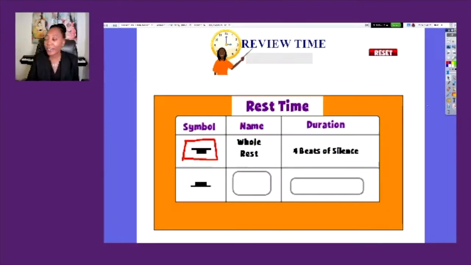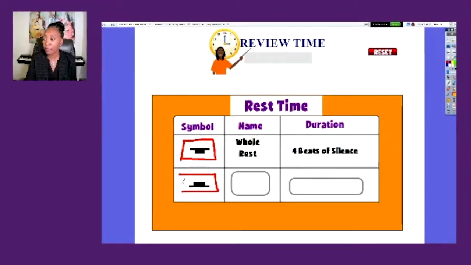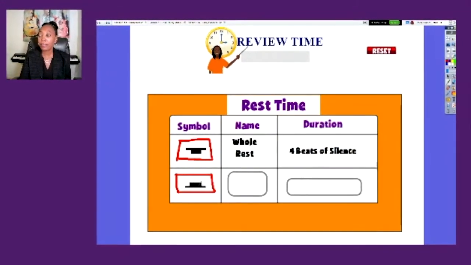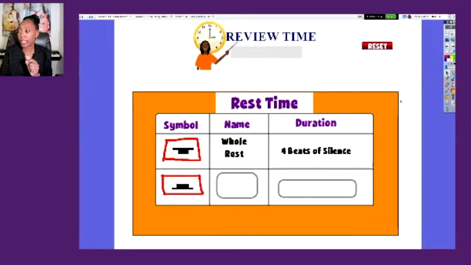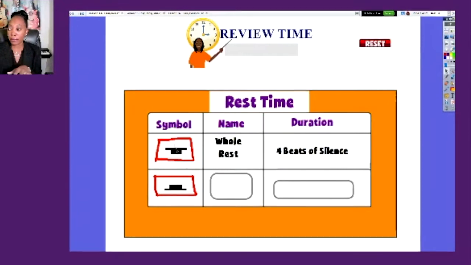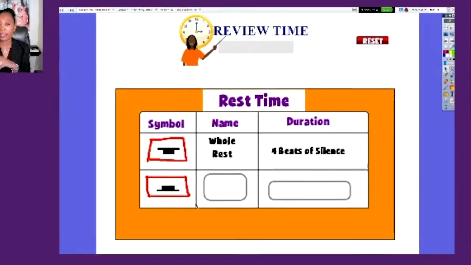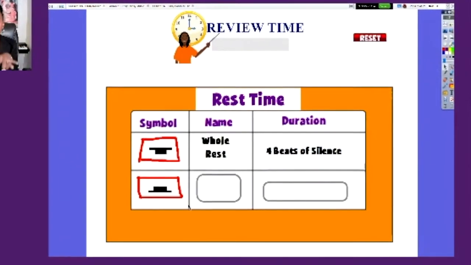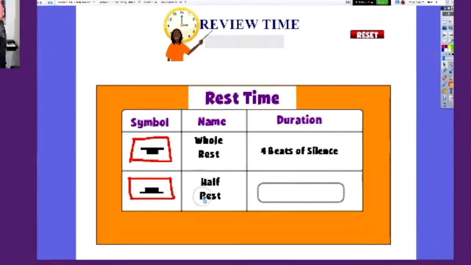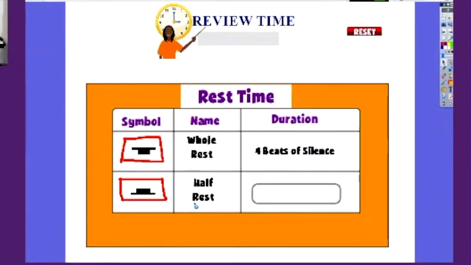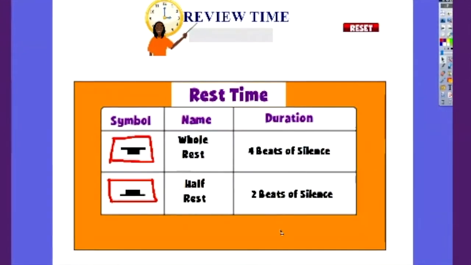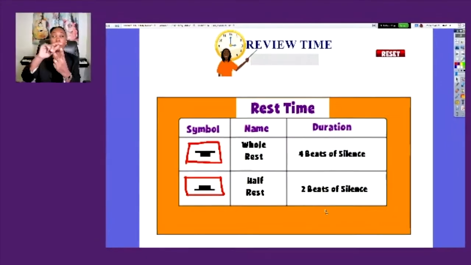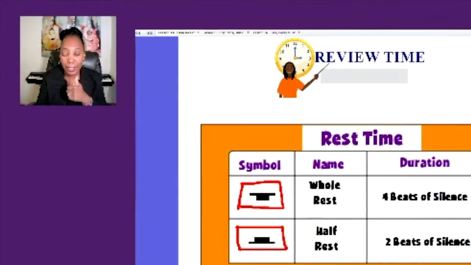That's it. All right, now let's take a look at the other symbol because they can be quite confusing, right? So now we have this symbol. And what does this tell us in music right now? It's sort of the reverse of the whole rest, and it sits on the third line, on top of the third line. And it is, yes, a half rest. How many beats does a half rest get? You betcha it gets 2 beats of silence. Simple and easy. Good job.